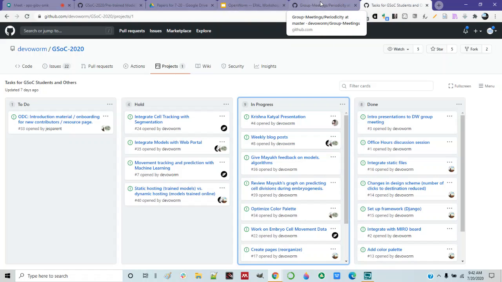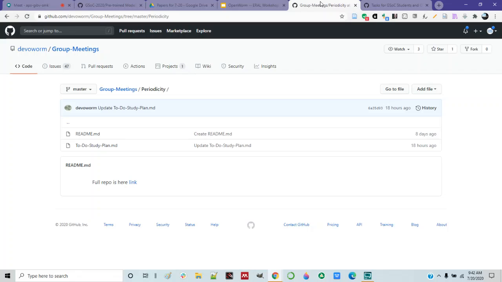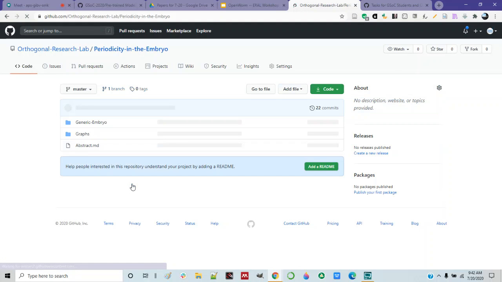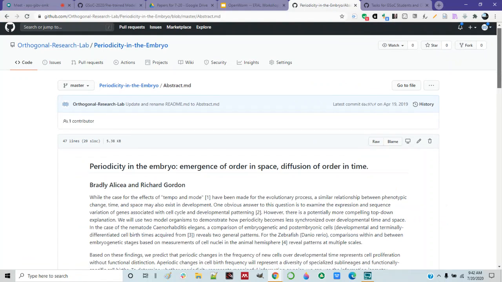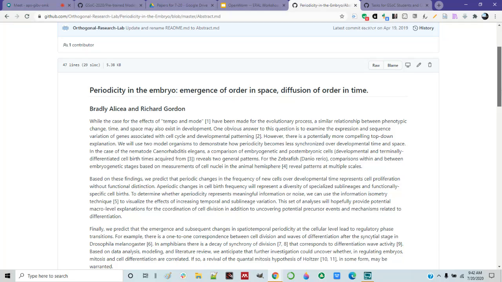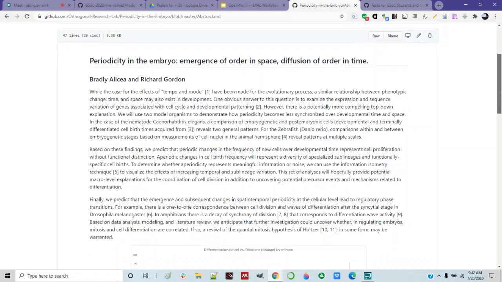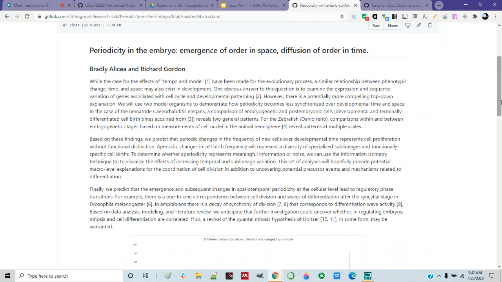Now I wanted to talk about this periodicity paper. I think Ujjwal brought it up, or we talked about it last meeting. If I go to this link here, I think I can pull up the outline. This is an extended abstract that we never really got off the ground, but we're going to do it for a special issue. So this is emergence of order in space, diffusion of order in time. And Susan might actually be interested in this too.